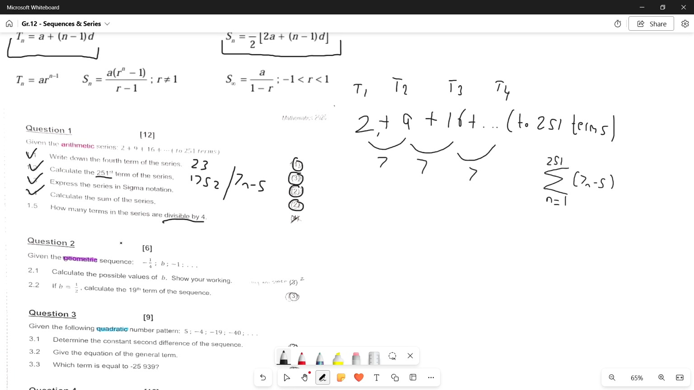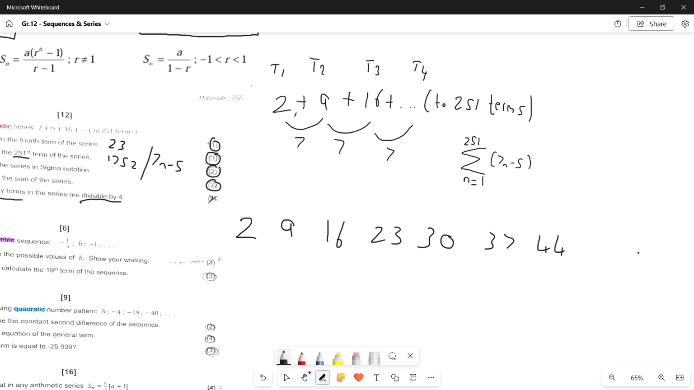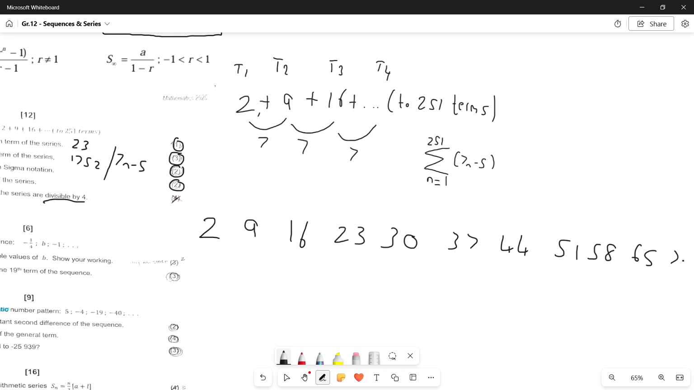They usually have a slightly harder question at the end of each section. What we need to do is break this down by the restriction or limit that they've given us, because we need how many terms there are in the series that are divisible by 4. So if we write out a couple more of these terms, we have 2, 9, 16, 23, 30, 37, 44. And if we take it a step further, we then have 51 and 58 and 65 and 72.